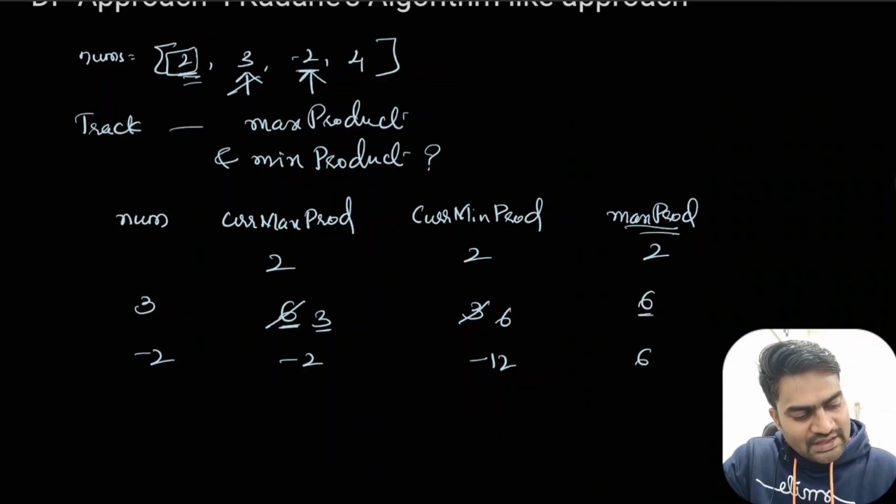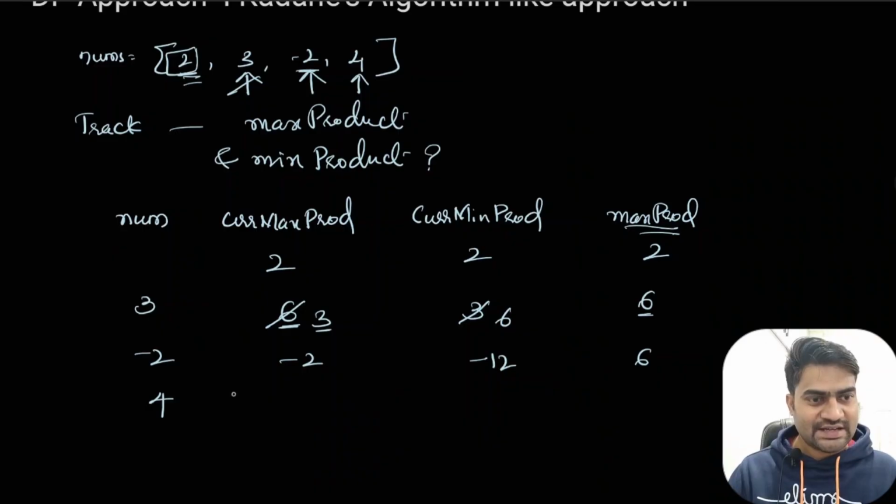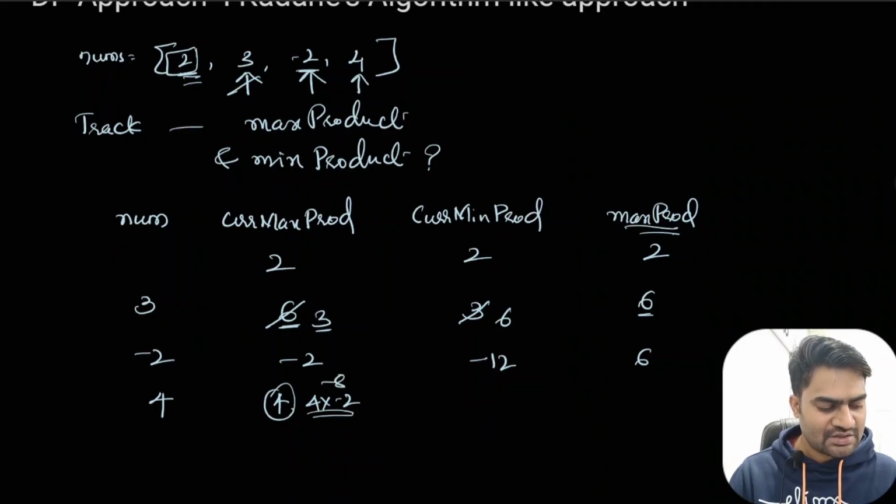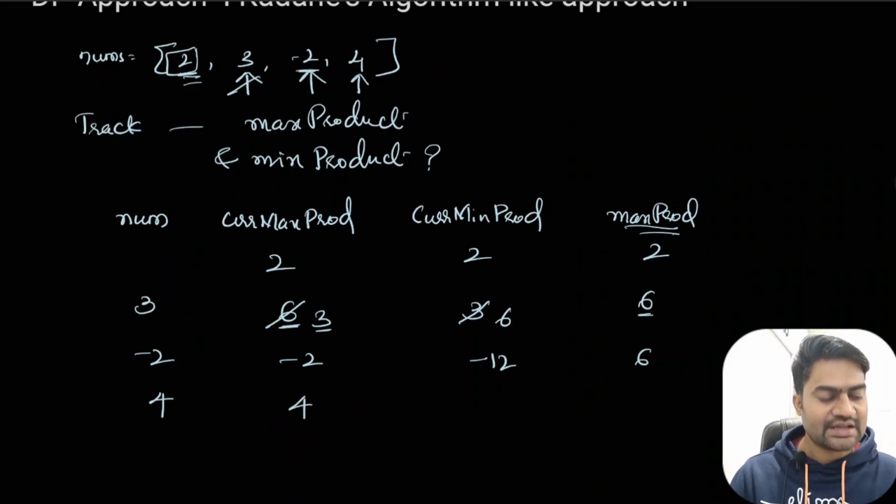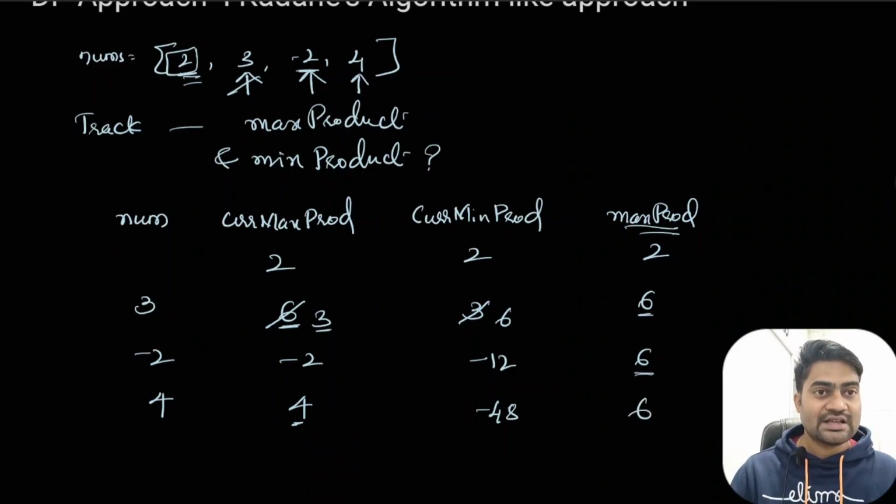Now let us consider the next number. We'll take 4. Now 4 comma 4 into minus 2, so this becomes minus 8. Out of these two, 4 is maximum, so I will take 4 as my current maximum product. Then I will check the current minimum product, which is minus 12. The current number is 4, and minus 12 into 4 is minus 48. So minus 48 will be our minimum. Our max product will still be 6, because this is less than 6. So that's how we find the maximum product.